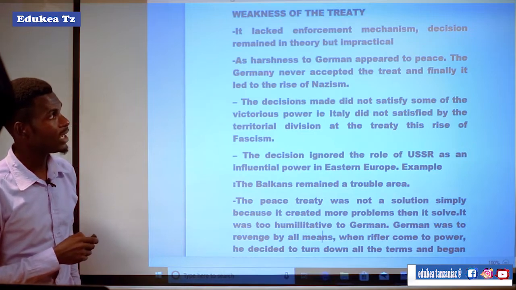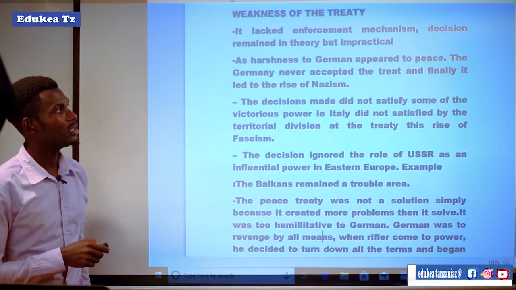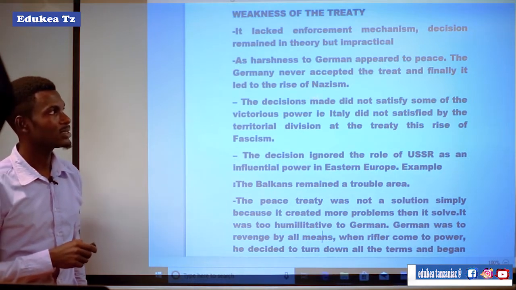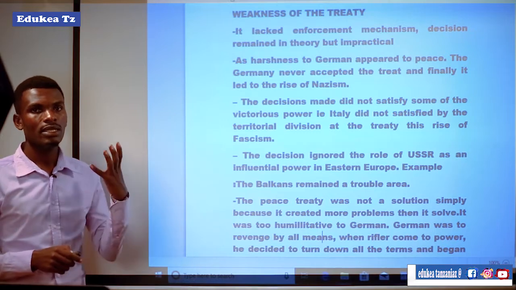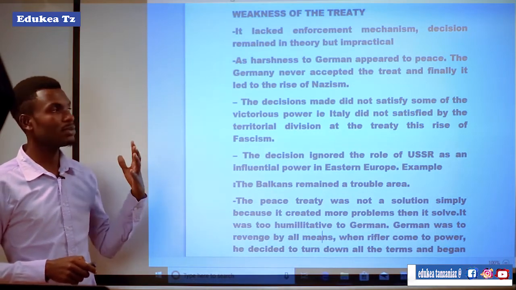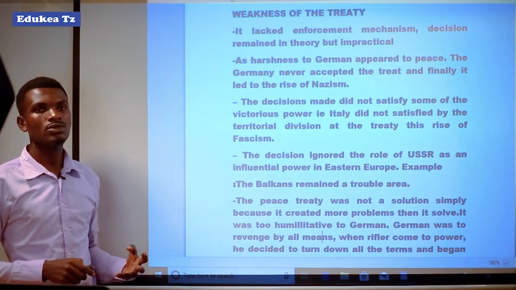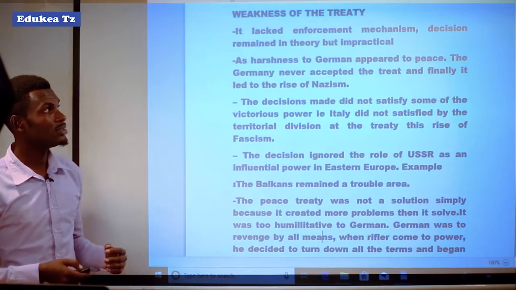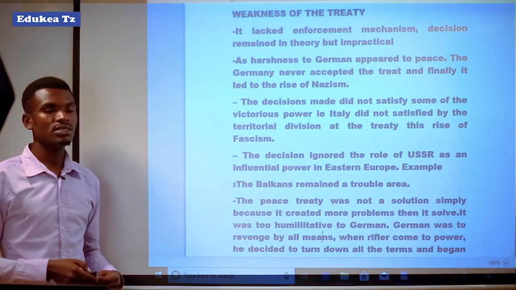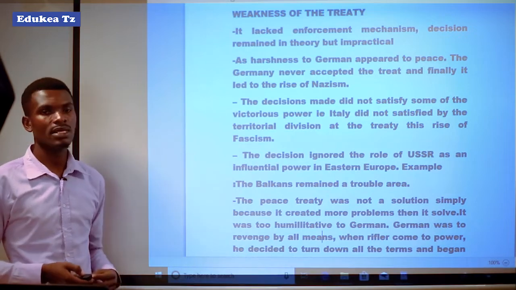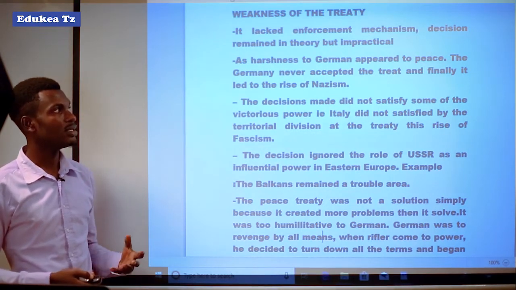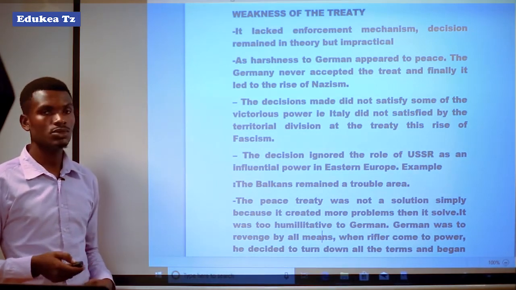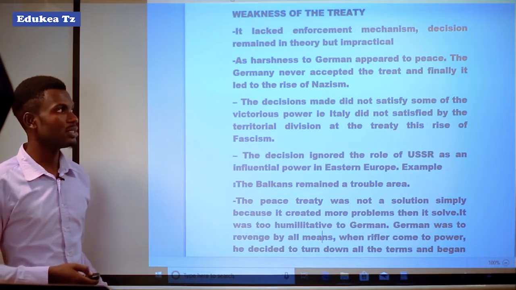But also, as the harshness to Germany appeared, the Germans never accepted the treaty, and finally it led to the rise of Nazism. It means that the harshness of the Versailles Peace Treaty to Germany appeared as a threat to world peace, as the Germans never accepted the terms, and finally Germany led to the rise of Nazism, which was actually a threat to world peace.